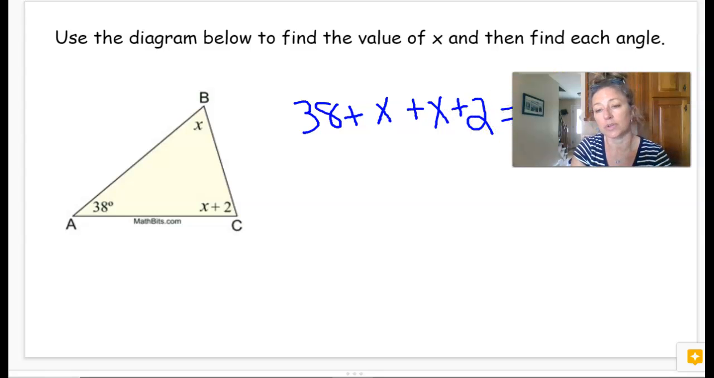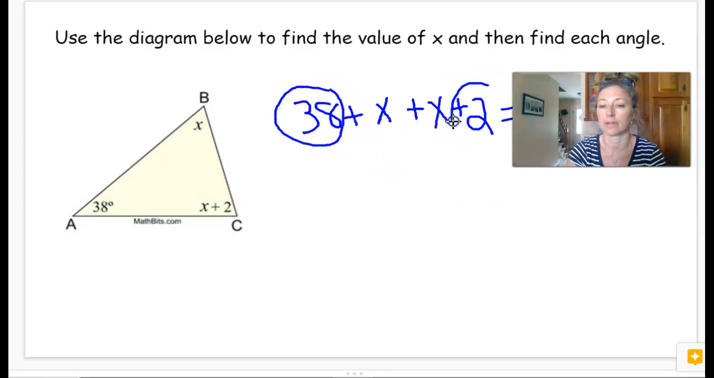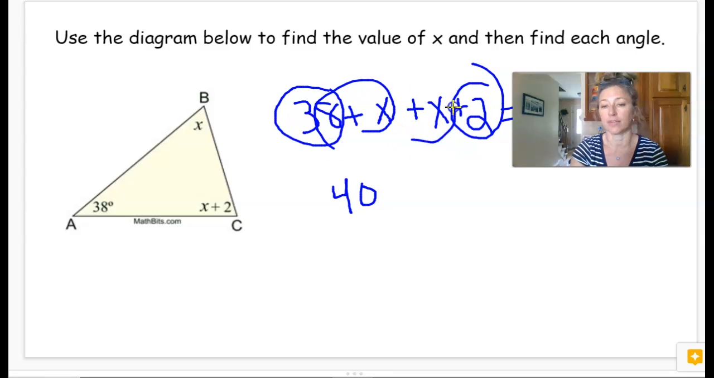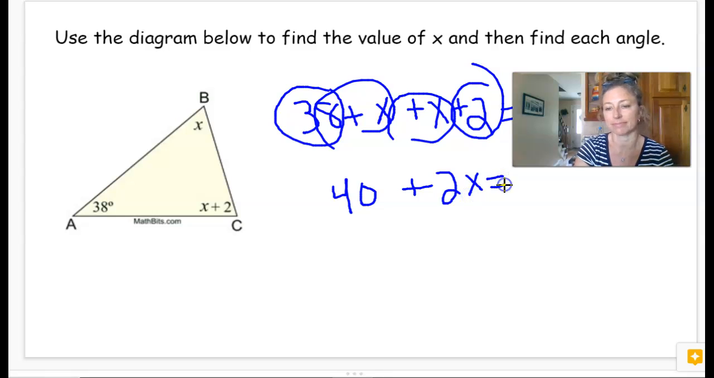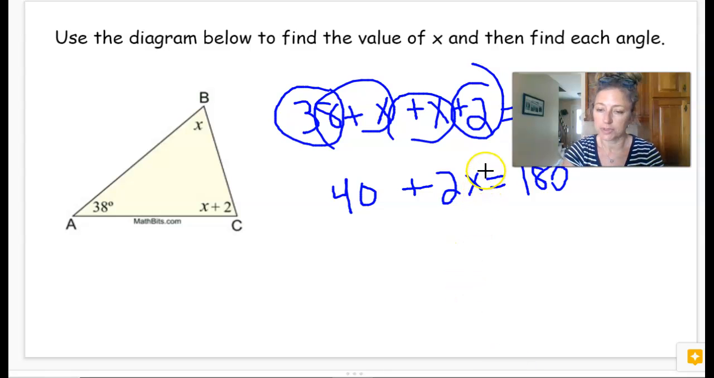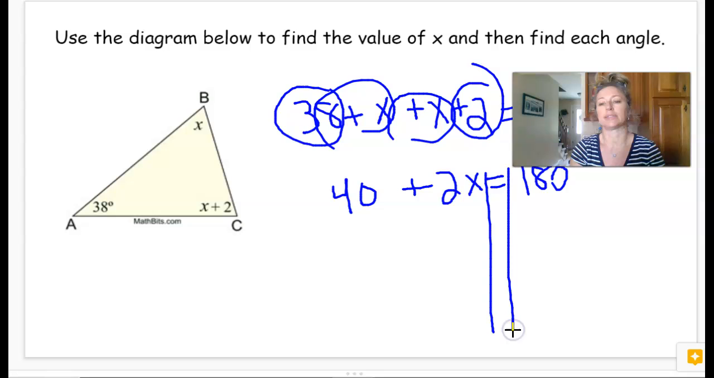Altogether, every single triangle in the world has a total of 180 degrees. Now, are there any terms I can put together on the left side? Yes, of course there are. I have 38 and 2. Does everybody see that? So 38 and 2 is 40. And I have an x here, and I have an x here, so plus 2x. Oh, look at this. We have a two-step equation. Now, sometimes it helps to draw the ladder, so I'm going to draw that for anybody who might need to see that.